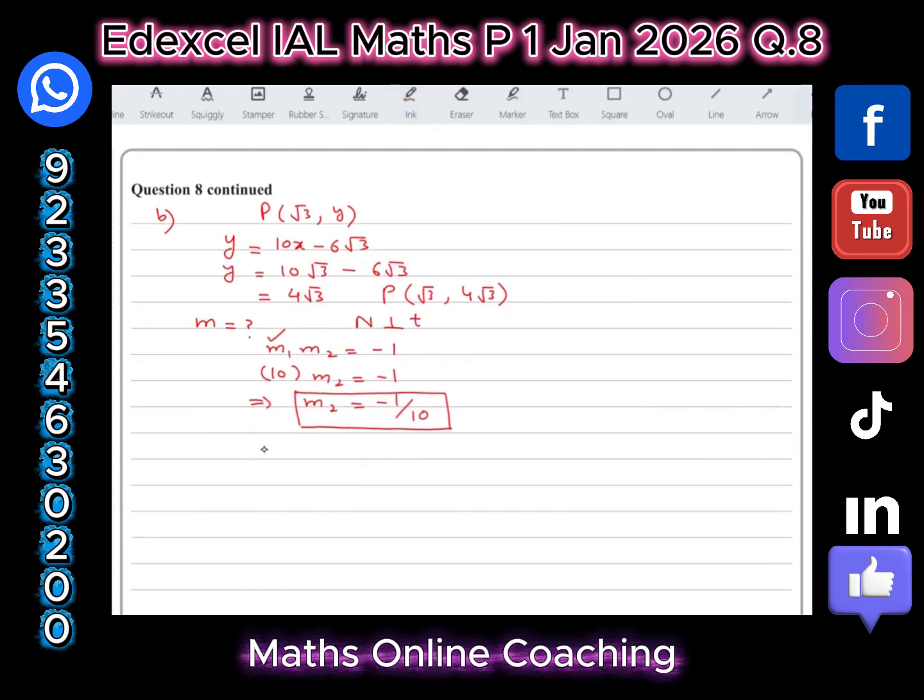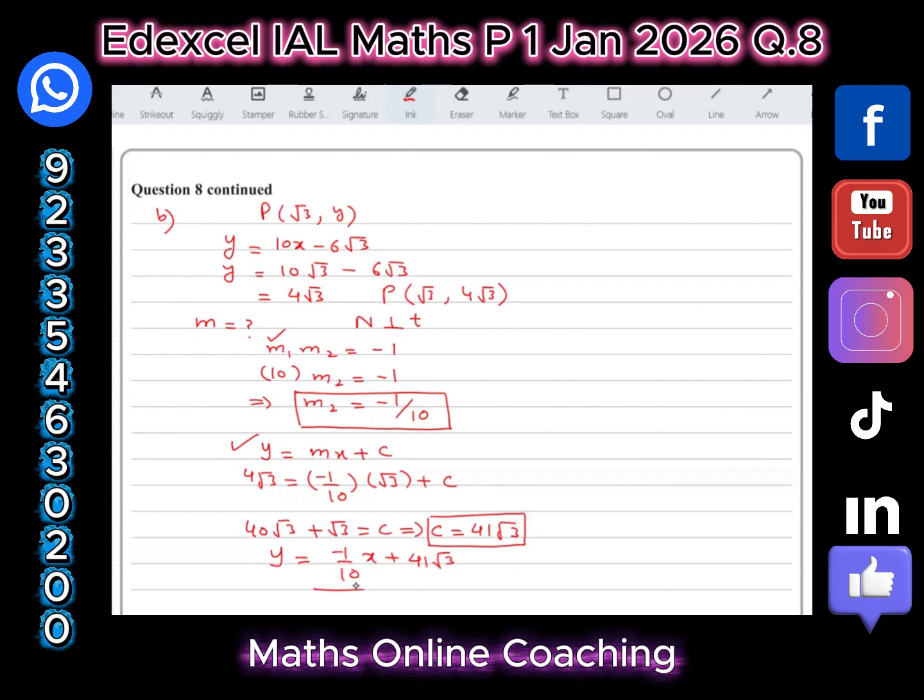Now, using the equation y is equal to mx plus c, here y is 4 times square root 3, m is minus 1 by 10, and x is square root 3, plus c. This is equal to 40 times square root 3 plus square root 3 is equal to c. And it gives the value of c is equal to 41 times square root 3. Using this value in the equation y is equal to mx plus c, we have y is equal to minus 1 by 10 x plus 41 times square root 3. This is the required equation of normal.